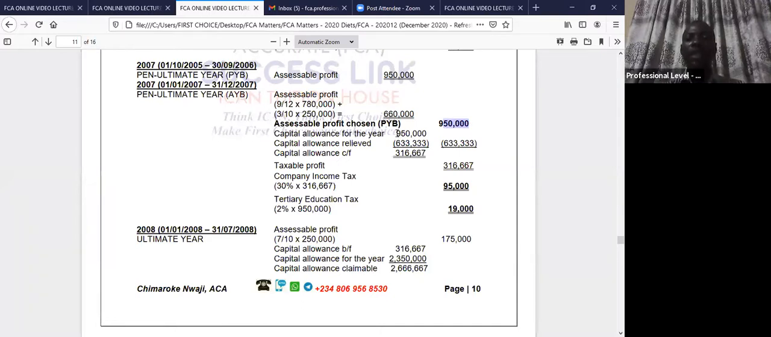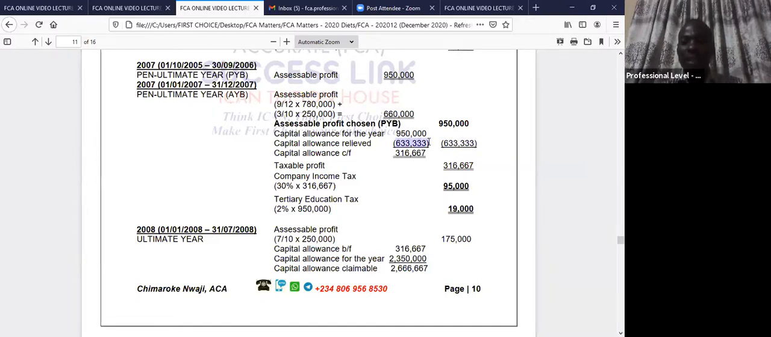Choosing the higher one. Now look at our capital allowance. Capital allowance for the year happened to be 950,000. Now, we said this company is not into agriculture or manufacturing. So we are doing 2/3. So you're going to check 2/3 of 950. 2/3 of 950 will give you 633,333. This is the amount of capital allowance that will be relieved. Mind you, that I'm writing it 2 times. I will tell you the reason why.